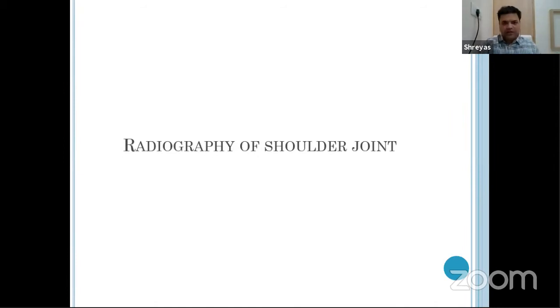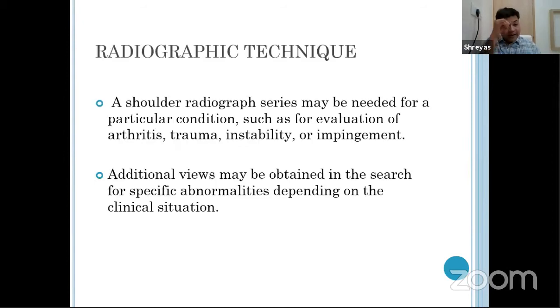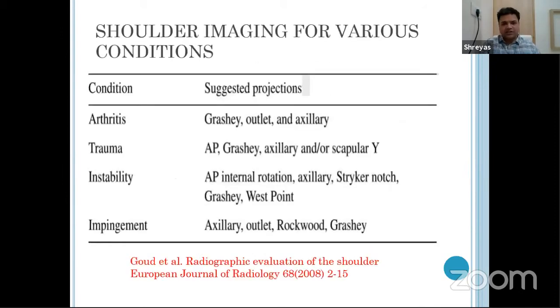Now let's talk about the radiography of the shoulder joint. For radiographic technique, a shoulder radiograph series may be needed for particular conditions such as arthritis, trauma, instability, or impingement. Depending on the clinical situation, additional views may be obtained, as shown in this table, which lists various clinical situations and the views for each. I'm going to talk about some of the views in subsequent slides.